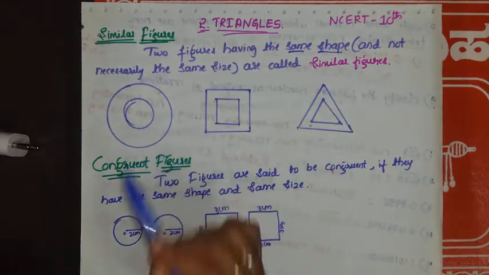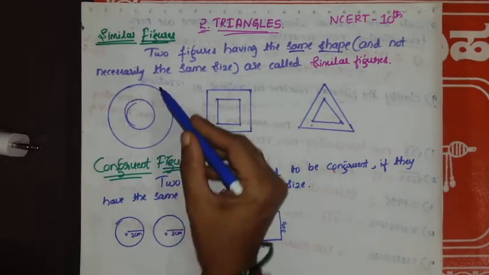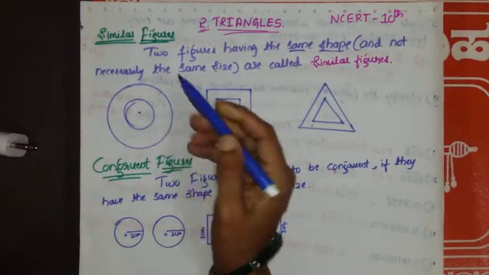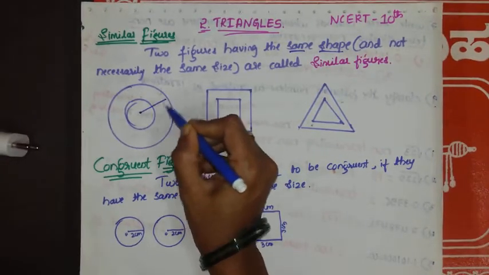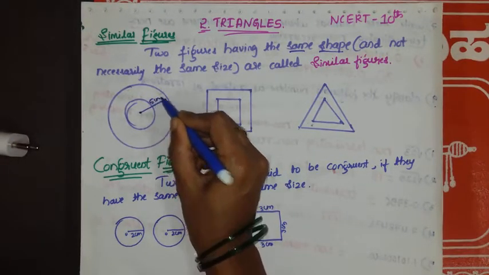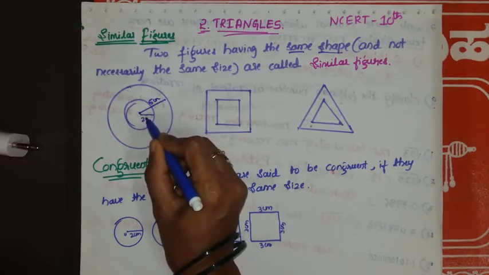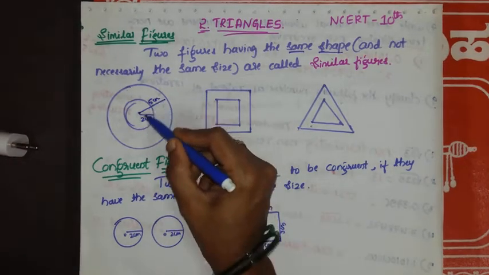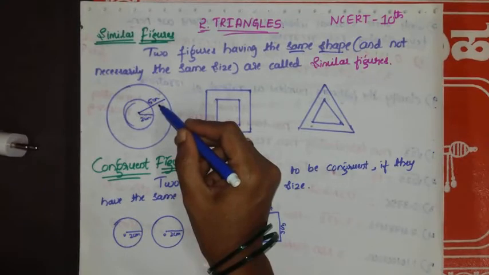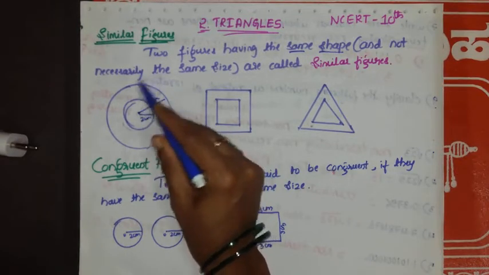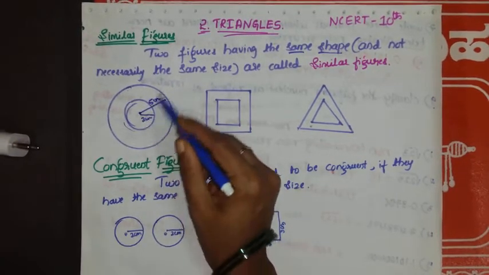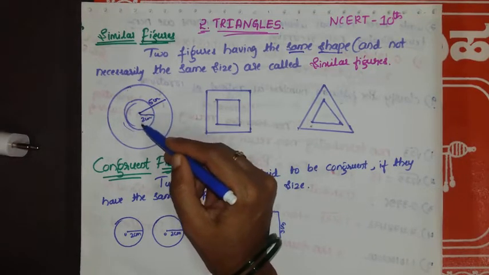So here I have drawn some diagrams. There are two circles. This is the center. Consider this is the radius of one circle, 5 centimeter, and the small circle's radius is 2 centimeter. Yes, here the size is different but the shapes are the same. The shapes are circles, so these are similar figures.